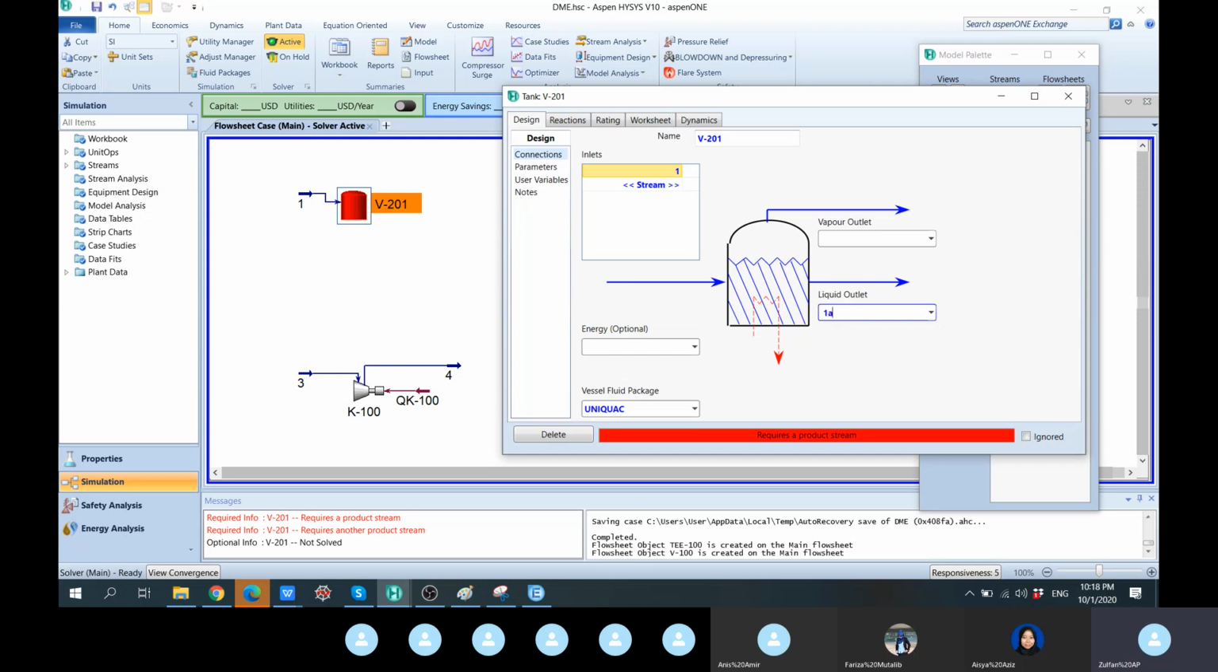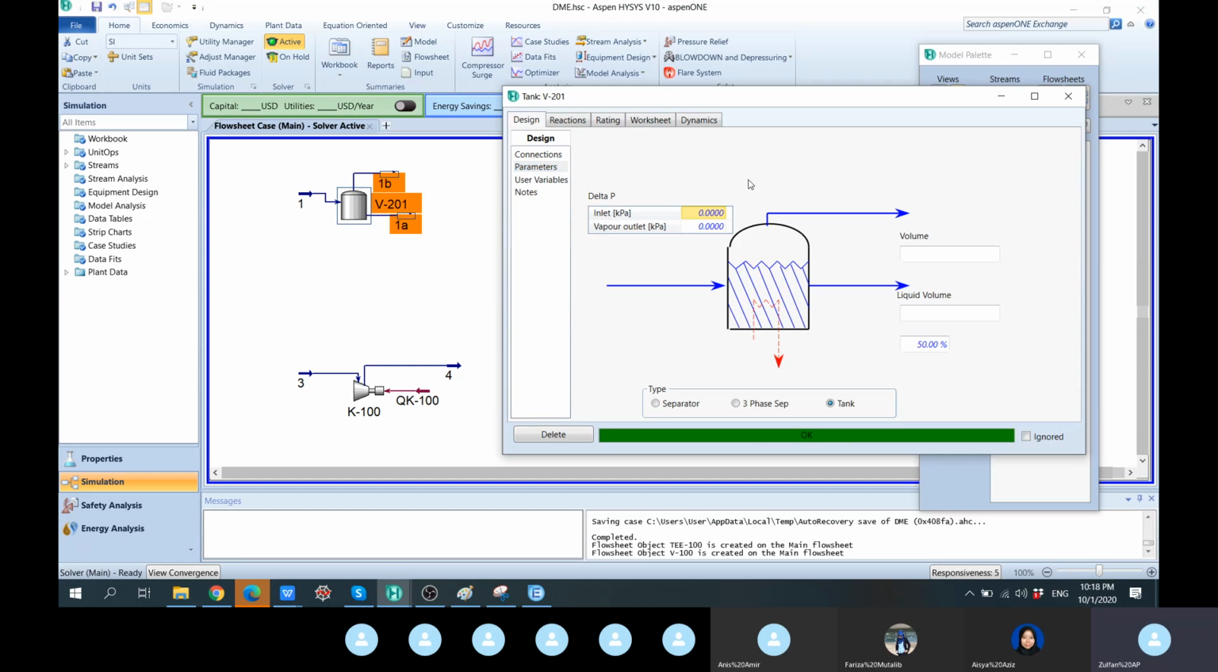This is 1A as we know it, and this you could put like 1B. Once you specify 1B, it is automatically calculated, right? It is not a product stream, but when you put 1B it's automatically calculated. Energy here is optional. If you put energy, that means you are supplying heat to or removing heat from the tank. But in this case, we don't want to do anything. What comes in will just come out, right?